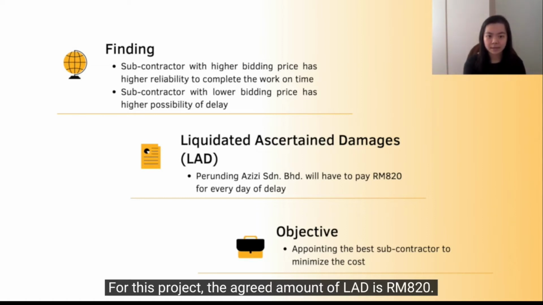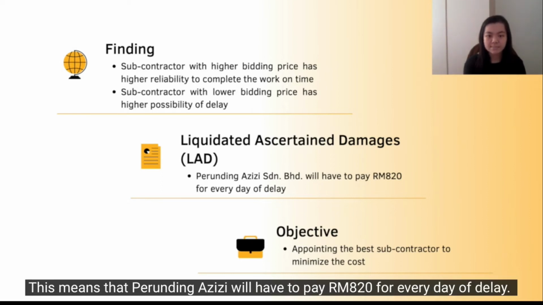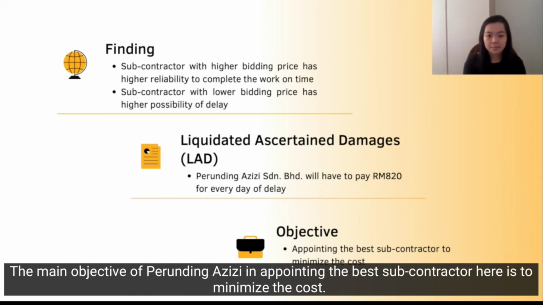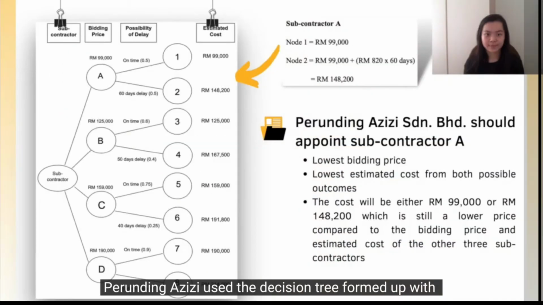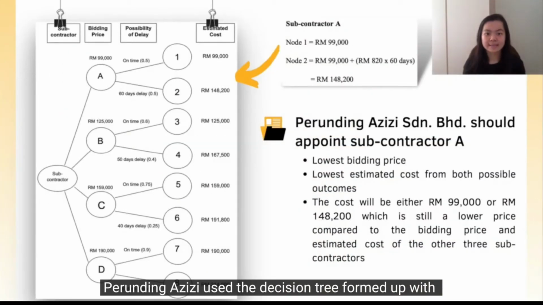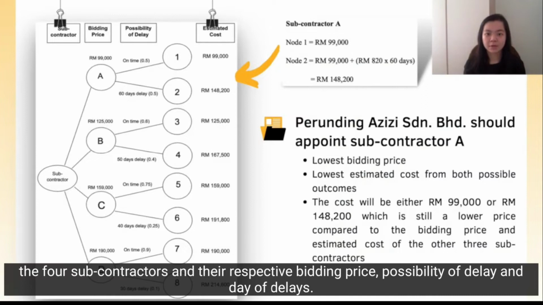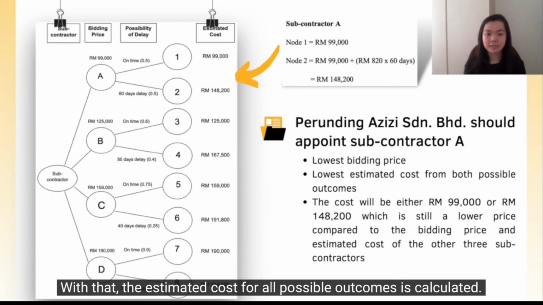For this project, the agreed amount of LAD is Rm820. It means that IZZA will have to pay Rm820 for every day of delay. The main objective of IZZA in appointing the best subcontractor here is to minimize the cost. IZZA used the decision tree from the 4 subcontractors and their respective bidding price, possibility of delay, and days of delay. With that, the estimated cost for all possible outcomes is calculated.